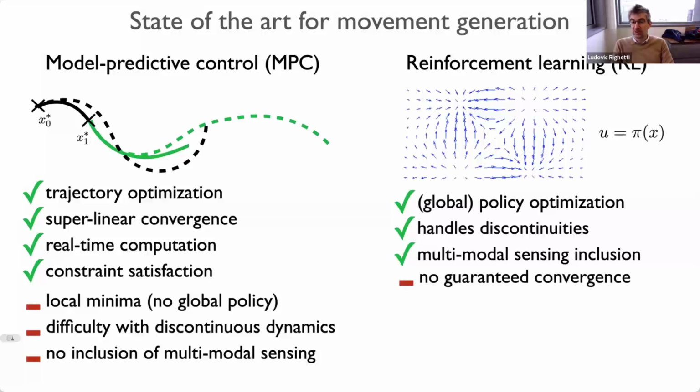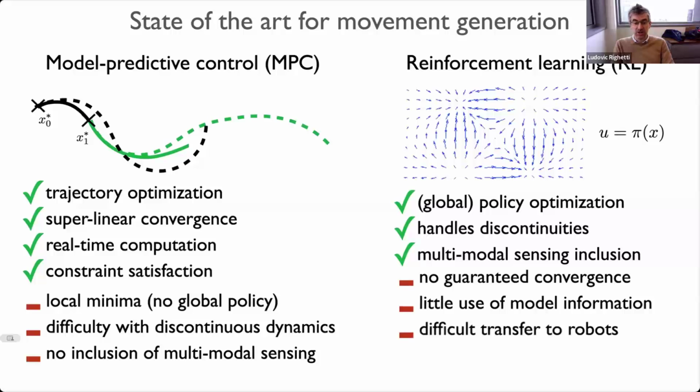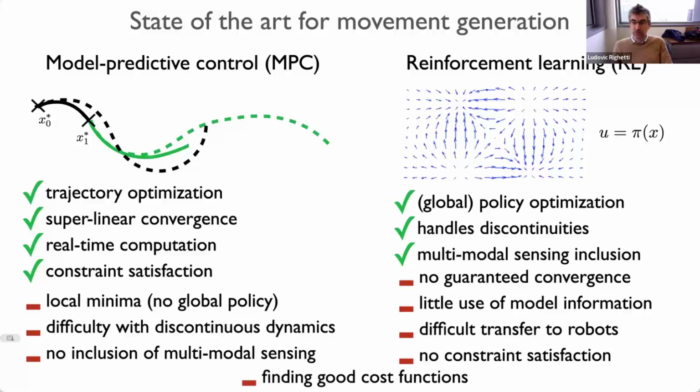The problem though is that you have no guarantee that things will converge. We don't really explicitly use the model. We assume we have a black box and we just sample from it, but we pretend we don't know the model. And it's difficult to transfer to robots. So doing MPC, in my experience, there's no problem transferring to robots. It just works, even if your model is not very good. And you don't have a guarantee that you can satisfy constraints typically when you use a functional approximator, like a neural net, right? And both approaches have an issue, which is finding a good cost function.